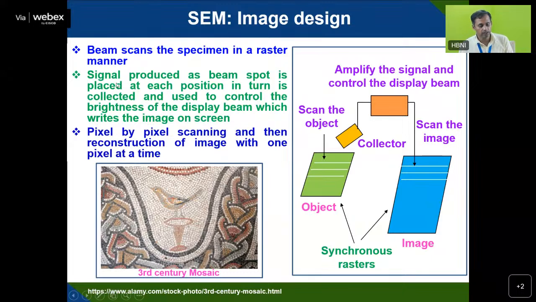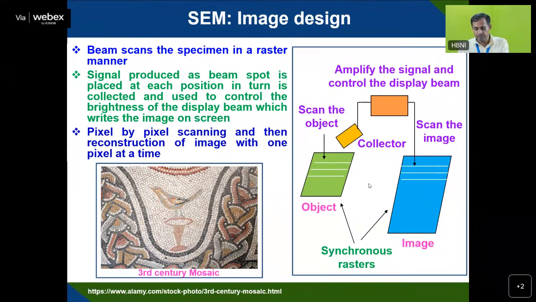Here you can see the signal produced as a beam spot is placed at each position in turn, that is collected and used to control the brightness of the display beam. So you can see in this image the pixel by pixel scanning and then reconstruction of the image with one pixel at a time. You can see this mosaic structure, these small square shapes. You can see how your scanning electron microscope builds the whole picture, each pixel by pixel scanning.